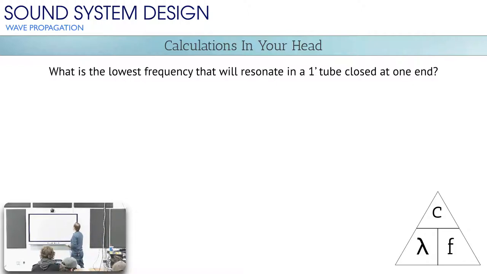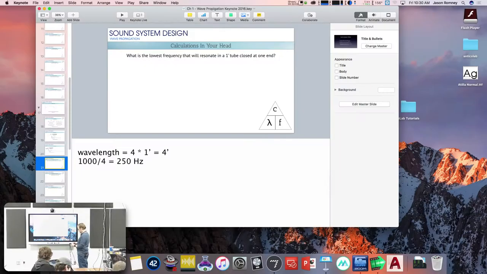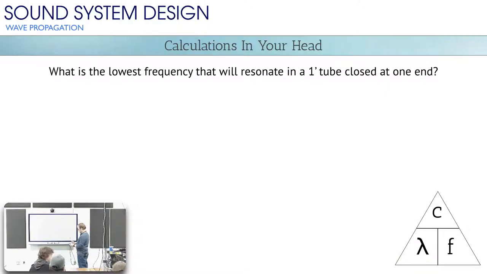All right, so let's think about this. What is the lowest frequency that will resonate in a tube or a pipe that is closed at one end? Okay, so here's the question. If the pipe is 1 foot long and it's closed at one end, what is the wavelength of this frequency we're trying to find out?